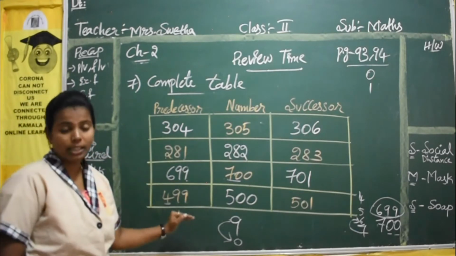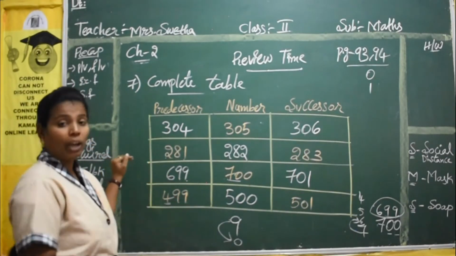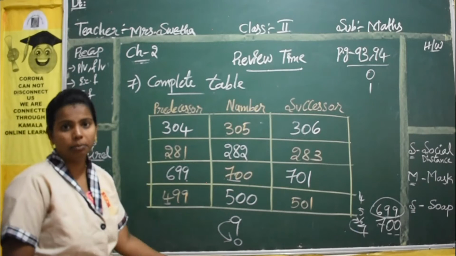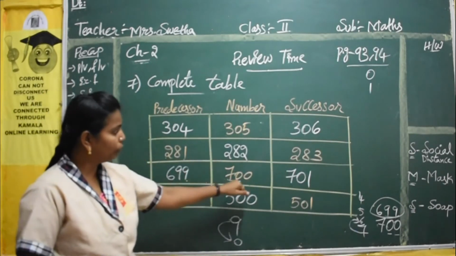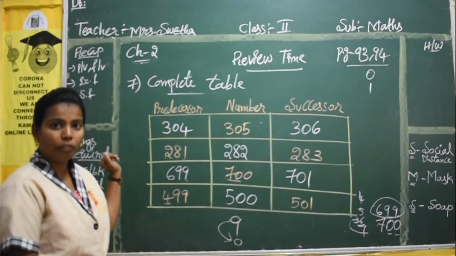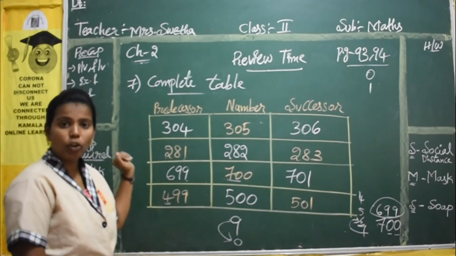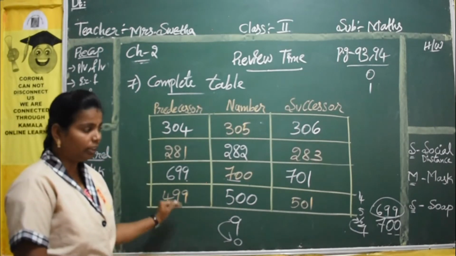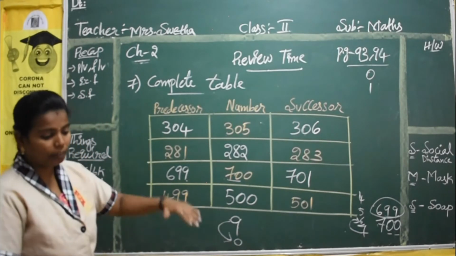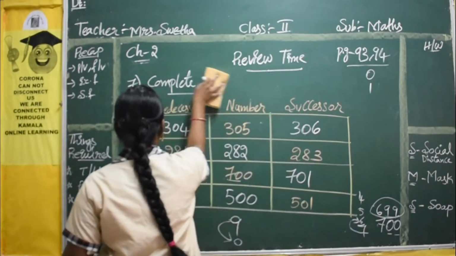Okay, this is about your 7th bit. I hope you have understood. You can copy down in your term. Wherever I have written with white color chalk paste, those are the answers of your table. You can copy down in your term. Okay, children, so this is about your 7th bit. Now we will move on to the 8th bit.